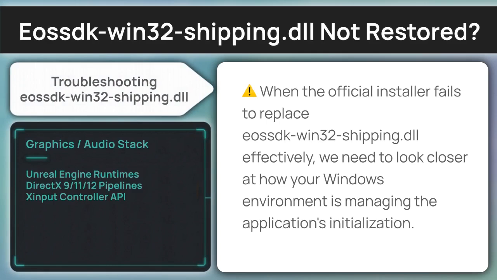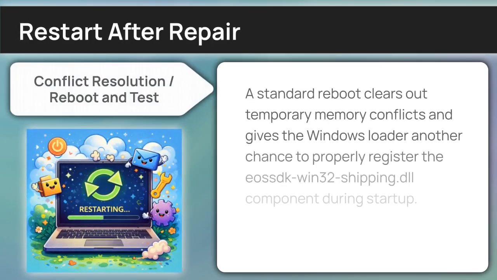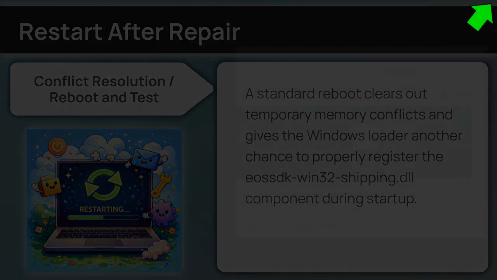recognizing the new components. A quick reboot can determine if the error is transient. While it won't fix a deleted file, it can re-establish the connection between your software and the Epic Online Services SDK Win32 shipping file if the path was temporarily busy.